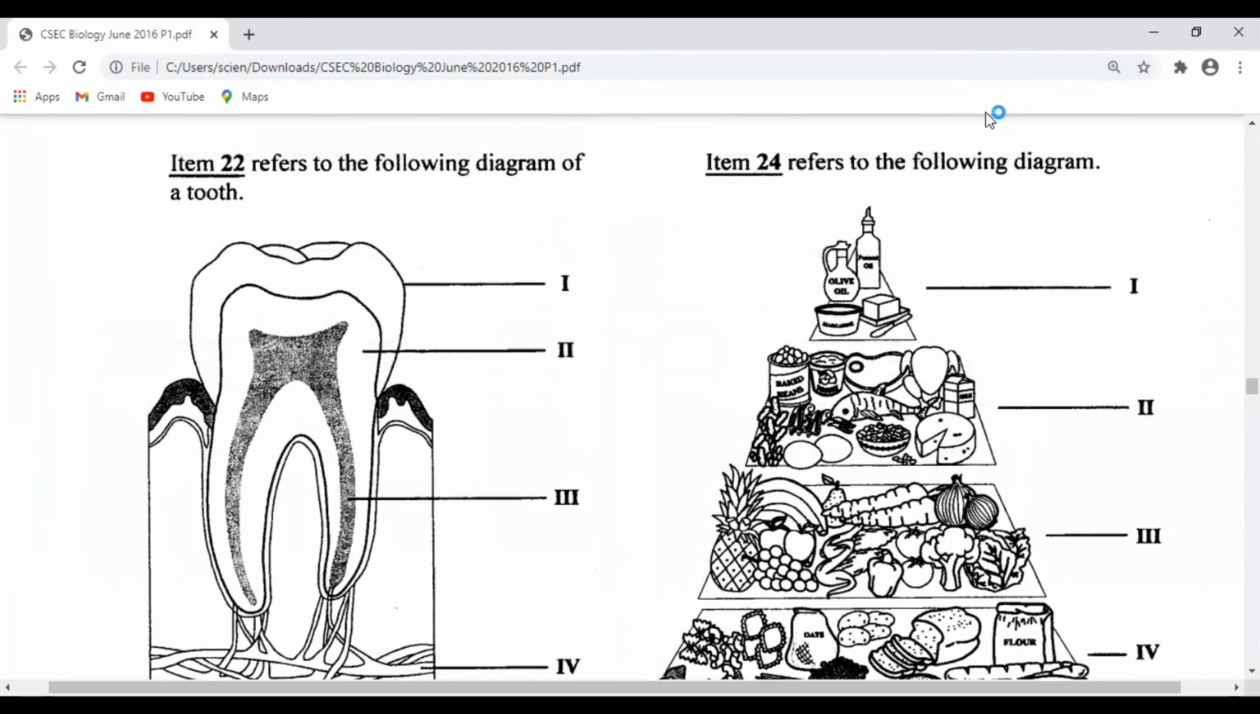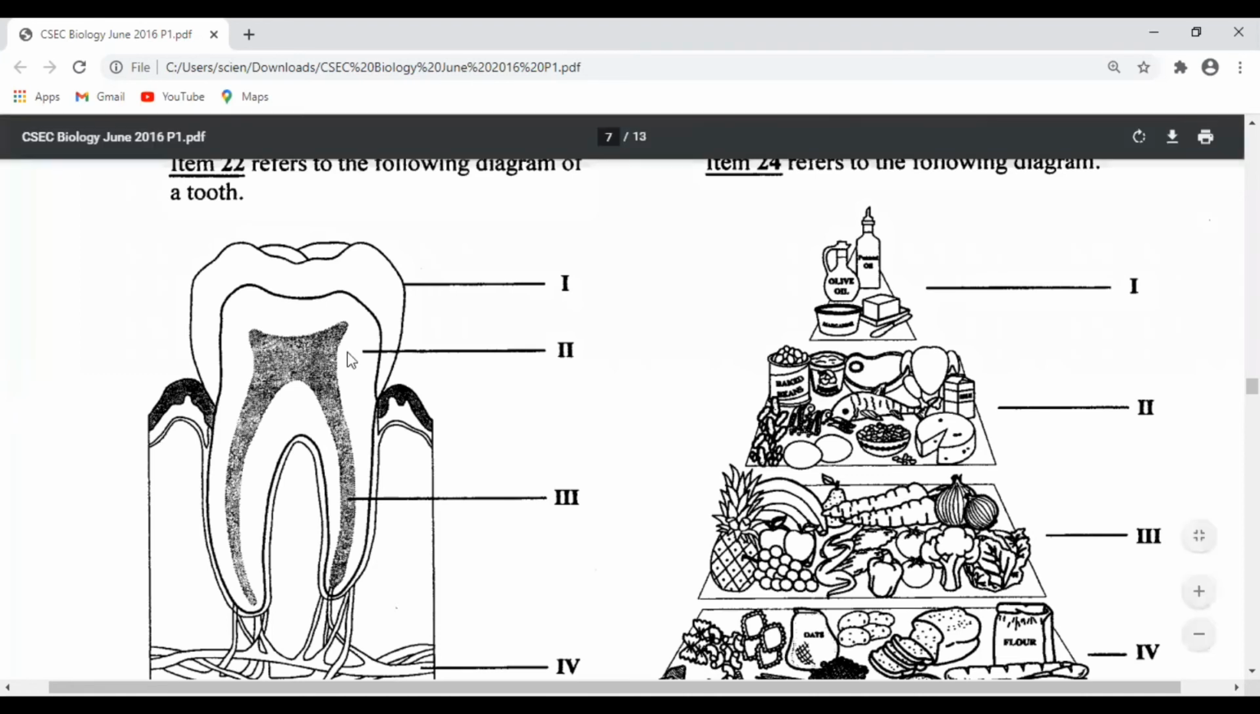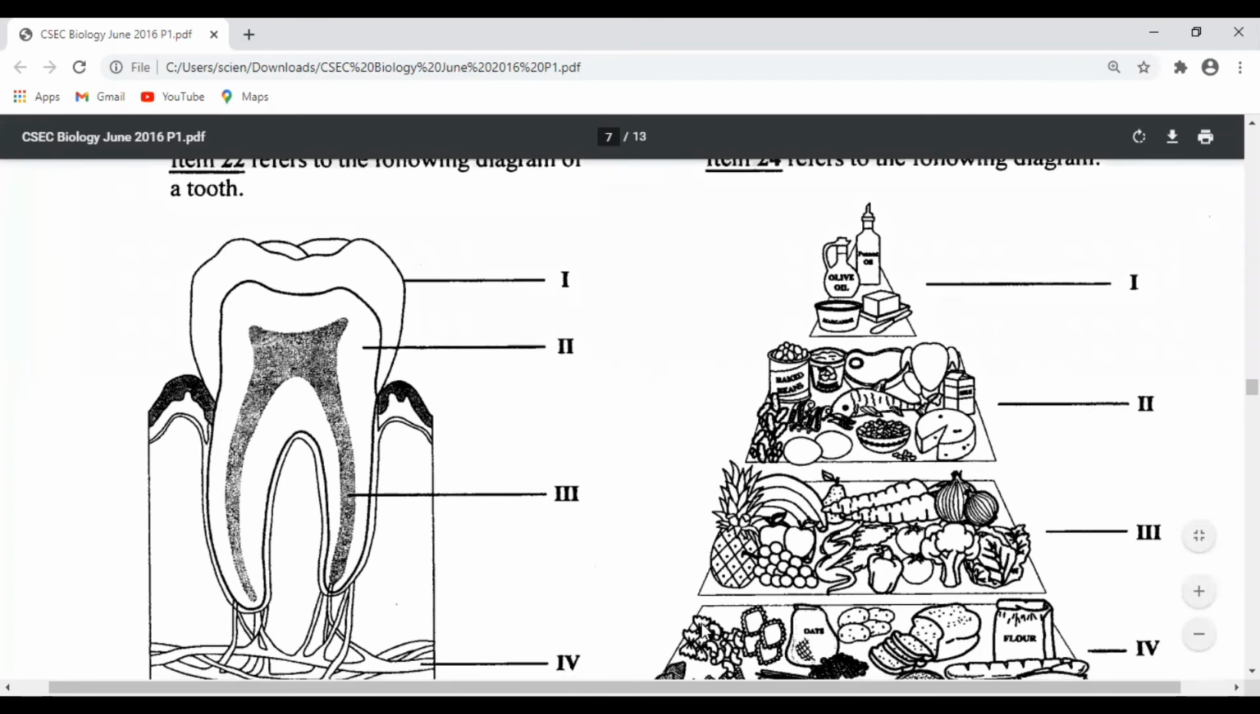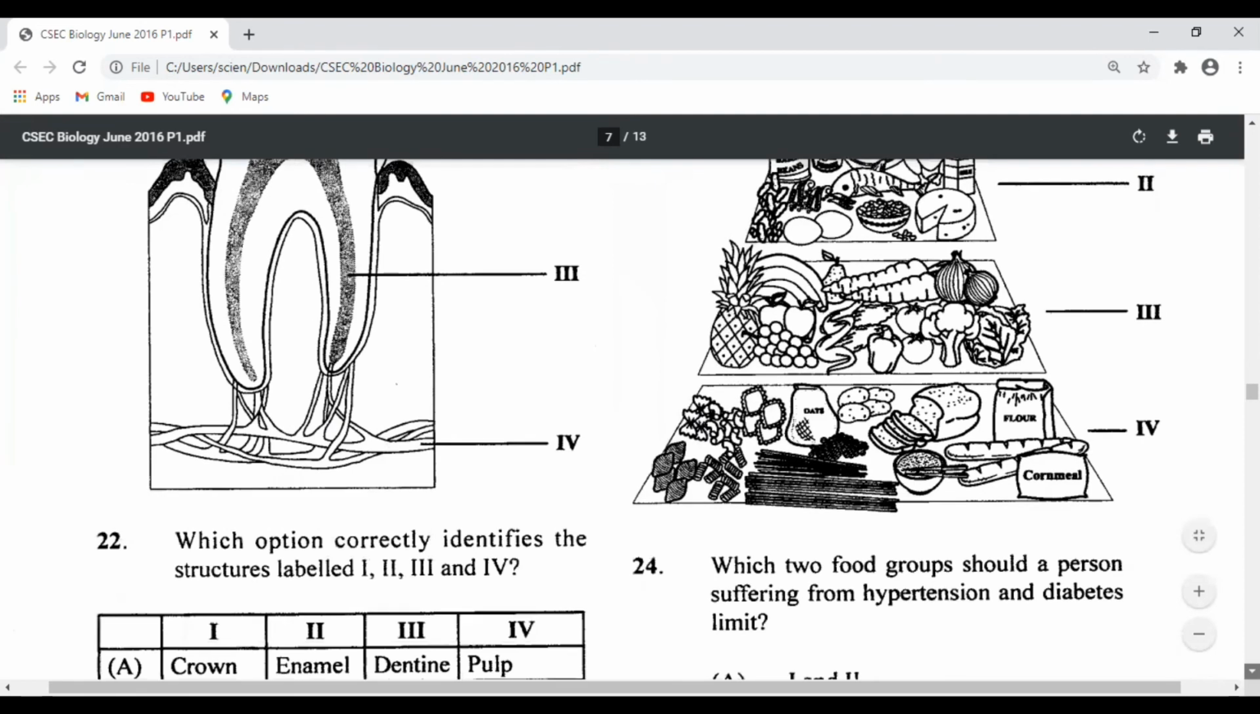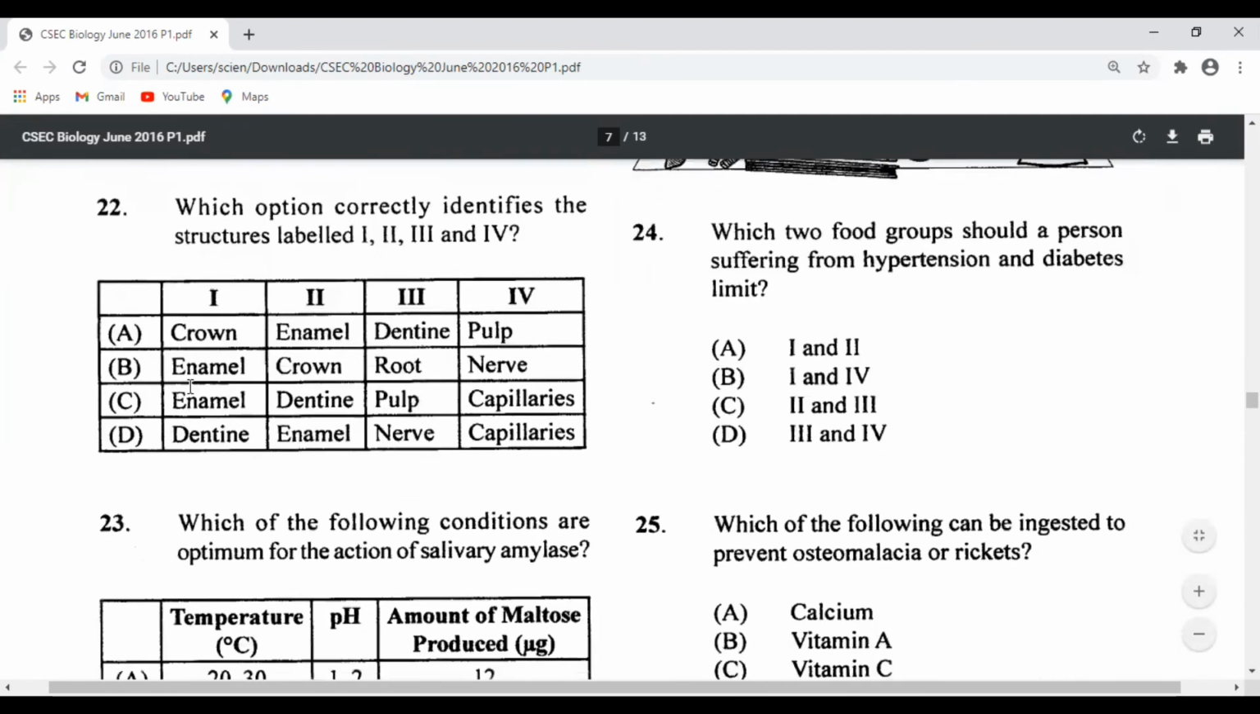So 1, looking at it, 1 would be the enamel, which is the outermost part of the tooth. Then 2 looks like the dentine, yes. And 3 would be the pulp. And 4, let's see what 4 is. 4 is looking like the capillaries, so it would be the enamel, the dentine, pulp, and capillaries in that order. Enamel, dentine, pulp, and capillaries, which is C.